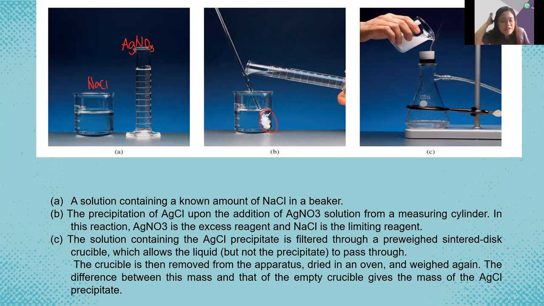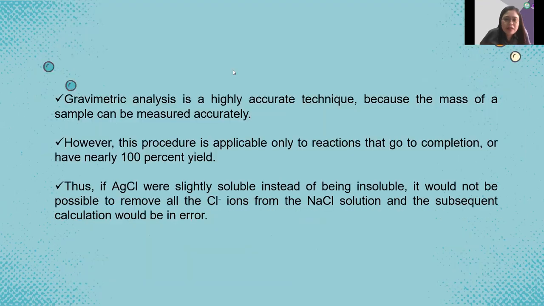Na kapag na-form na yung precipitate class, kukunin natin siya. Paano natin siya kukunin? Ito, we have here the crucible and cover. May filter paper yan siya dyan sa loob para makuha natin yung solid substance, and then yung liquid substance, syempre magpa-pass through lang. After natin makuha yung precipitate, i-dry natin siya, example, inside the oven, and then i-weigh natin siya. And then we can do the math, to confirm if silver nitrate ba talaga yung in-add natin.